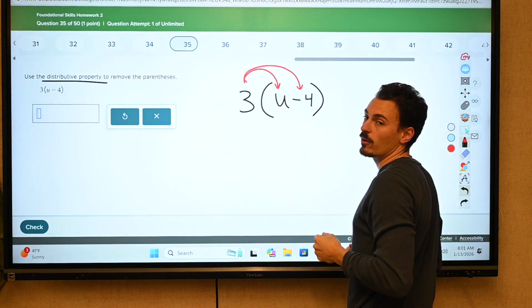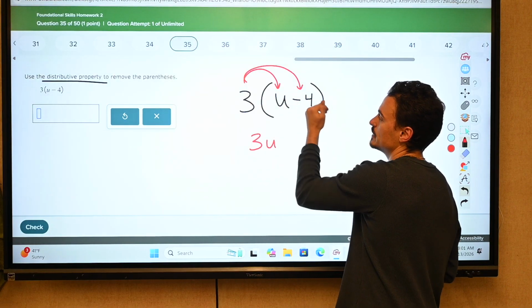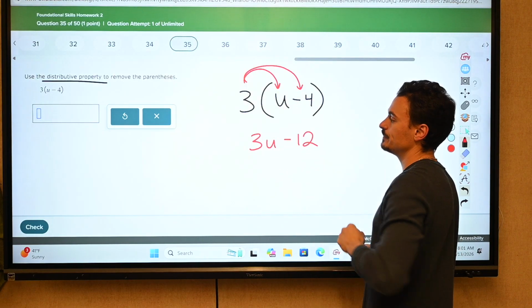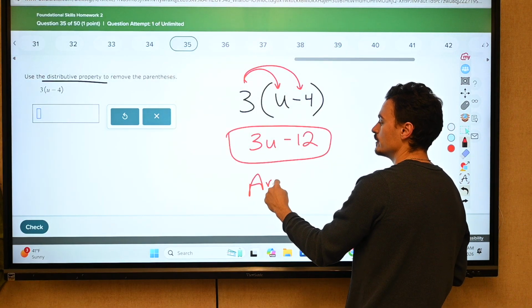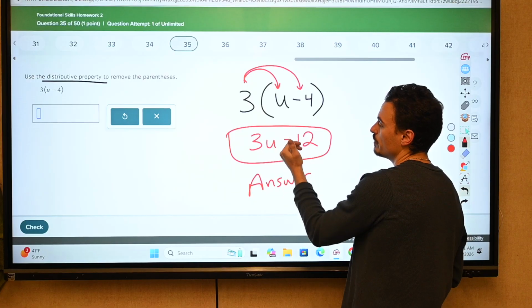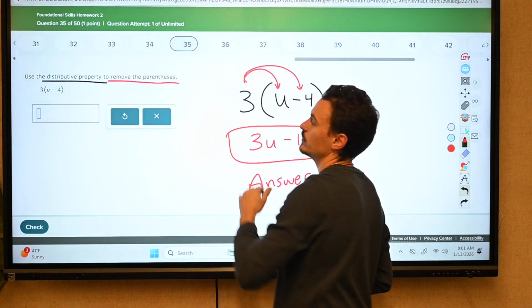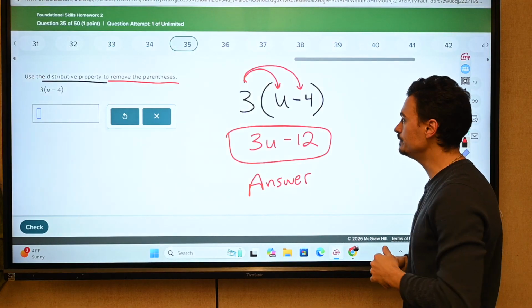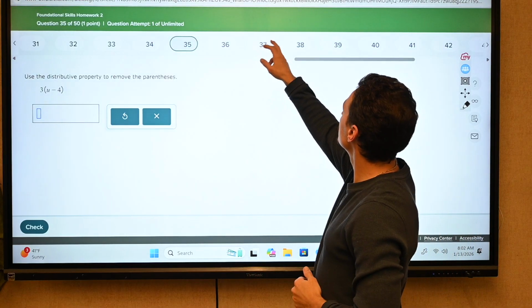So this is a -4. So this will give you 3u, and then 3 times -4 is -12. And that would be your answer. So notice now that there are no parentheses in my answer. Okay, so that was our goal, was to remove the parentheses. All right, let's jump to number 38.